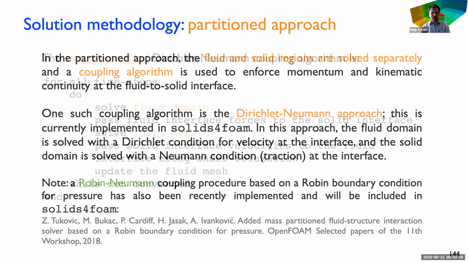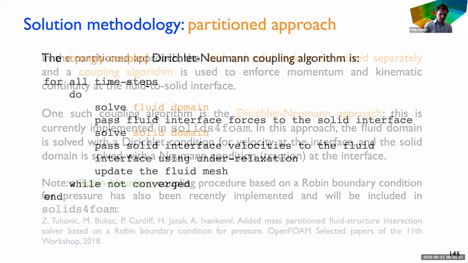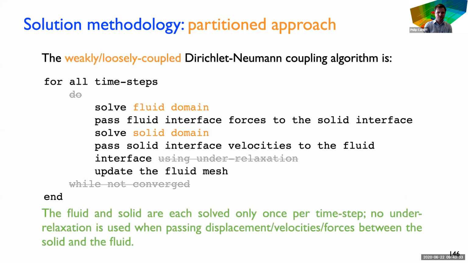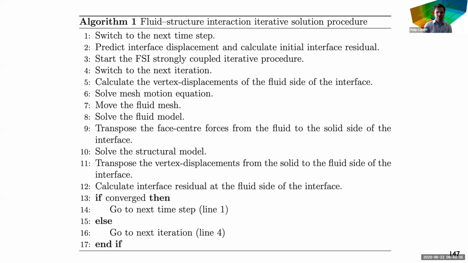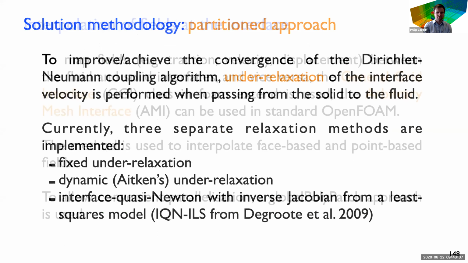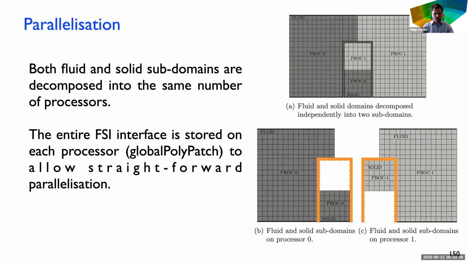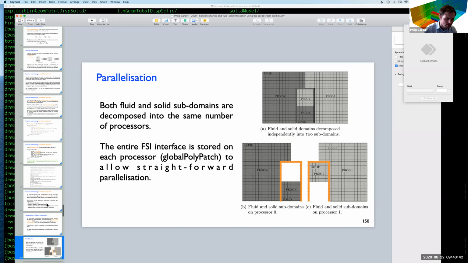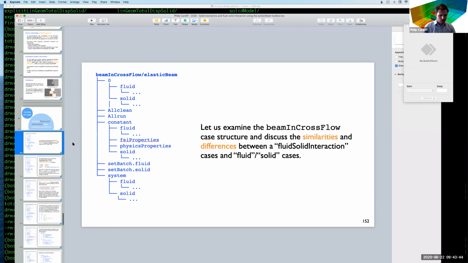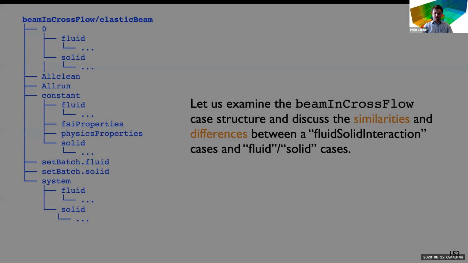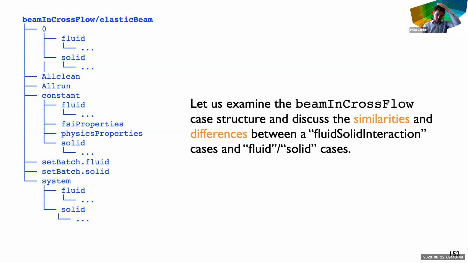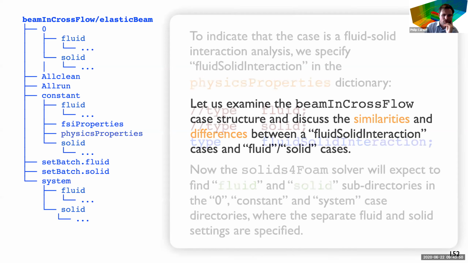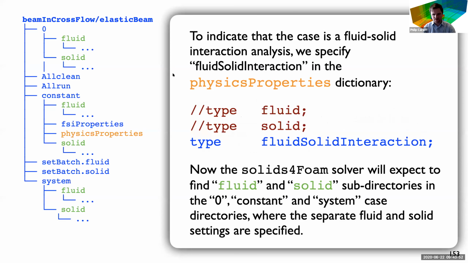Okay, now to go to the test case. This is just commenting on the solution algorithm. I'm going to skip over this, just for your reference. I'm talking about running in parallel. So the difference, you should be able to figure it out from before, except for one other difference. In physicsProperties, we set it to fluidSolidInteraction. That will force an fsiProperties dictionary to be read.